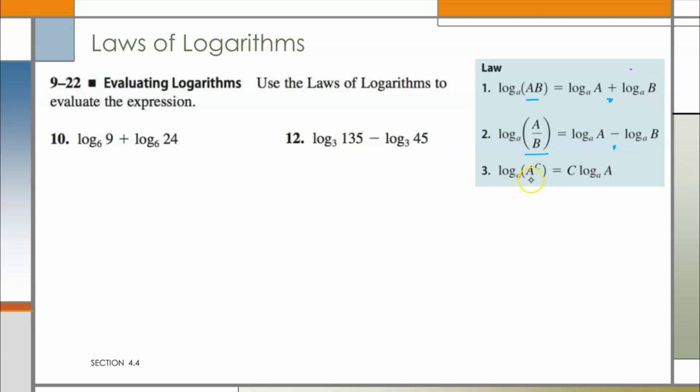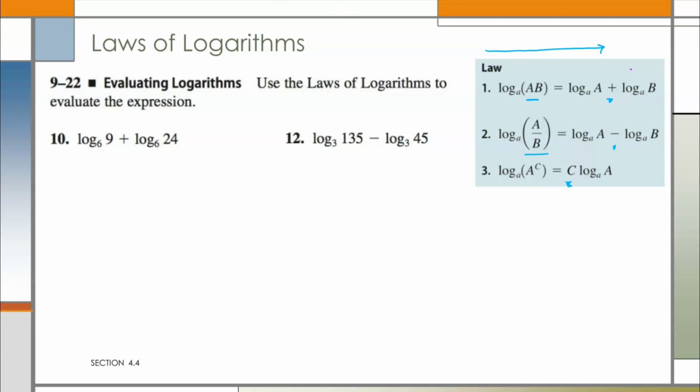Log base a of A raised to a power C: we can bring that power out front, and we end up with C log base a of A. So that would be using the laws from left to right. Multiplication, we separate with addition. Division, we separate with subtraction. Powers, we bring the powers out front.